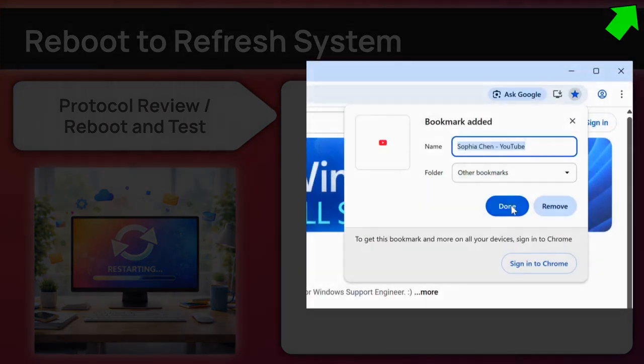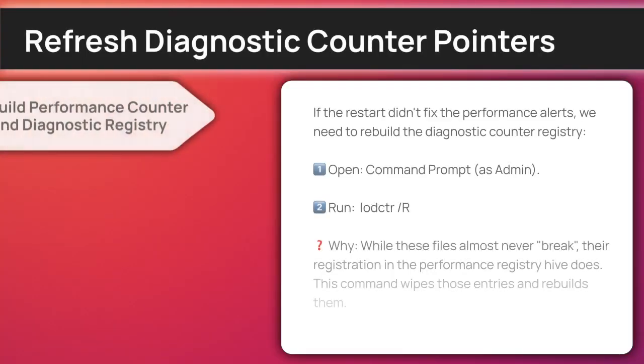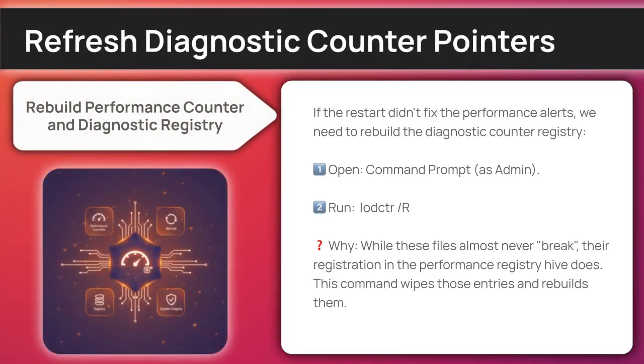Now that the system has rebooted, if the issue persists, let's move on to our next level of troubleshooting. Feel free to pause the video if you need a moment. If the restart didn't fix the performance alerts, we need to rebuild the diagnostic counter registry. First, open command prompt as admin. Second, you're going to type lodctr /r, then hit enter. Why are we doing this? Well, while these files almost never break, their registration in the performance registry hive does. This command wipes those entries and rebuilds them.